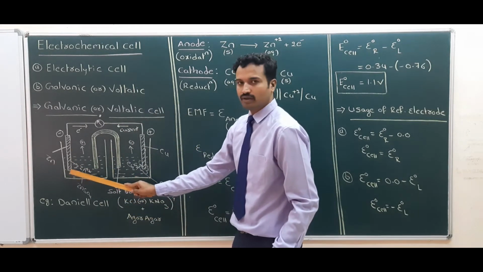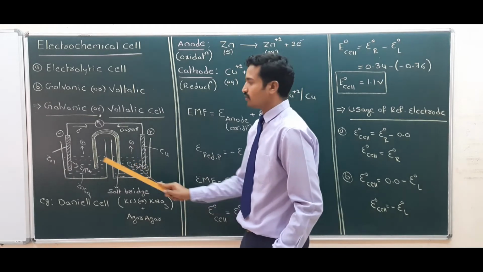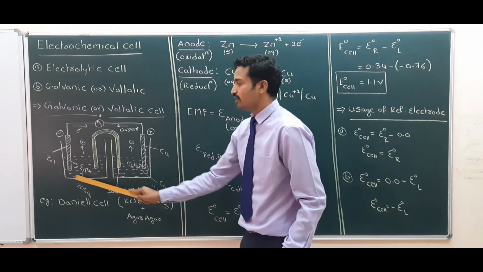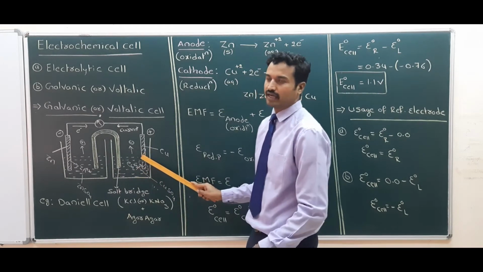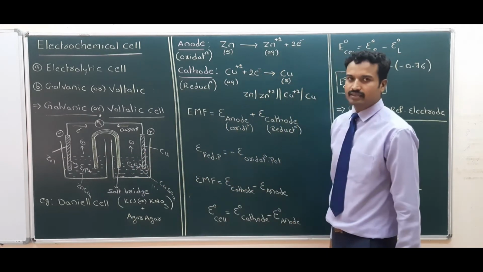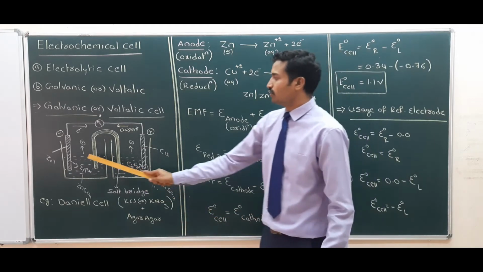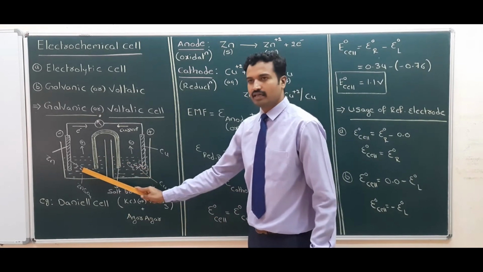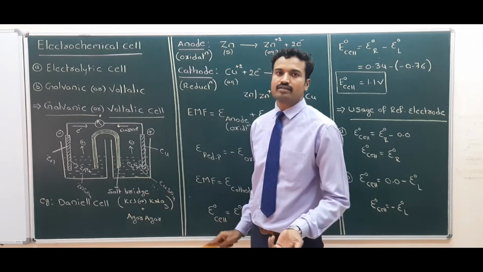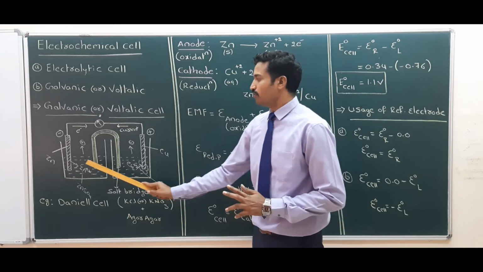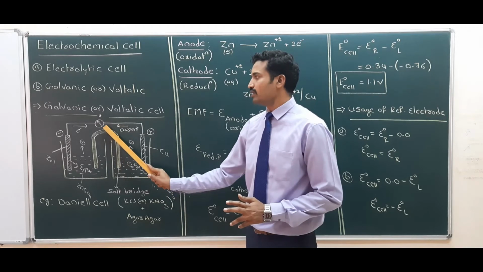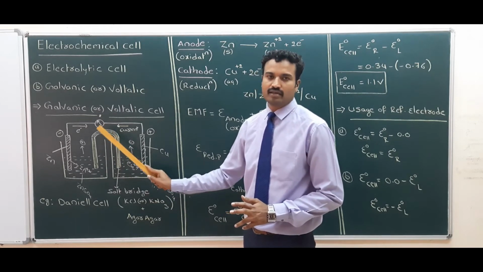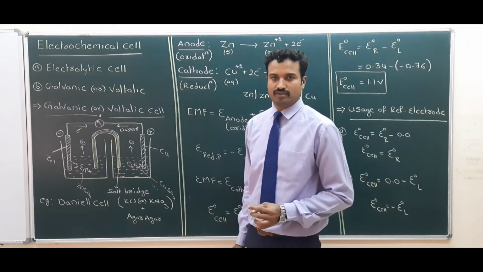Oxidation at the anode, reduction at the cathode. So this part is called the oxidation reaction, and this part is called the reduction reaction. Together it is a cell reaction. Since oxidation and reduction are both there, it is called a redox reaction. Because of the spontaneous redox reaction, electricity is generated in the voltmeter. That is called EMF, electromotive force.